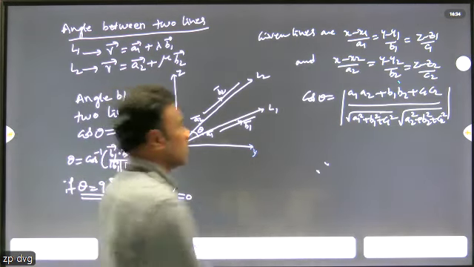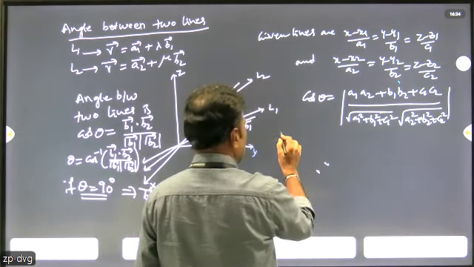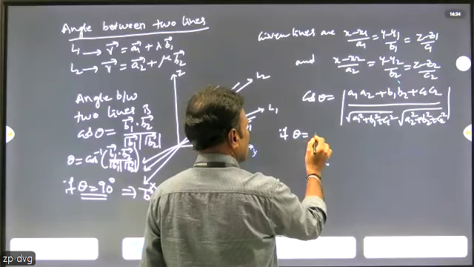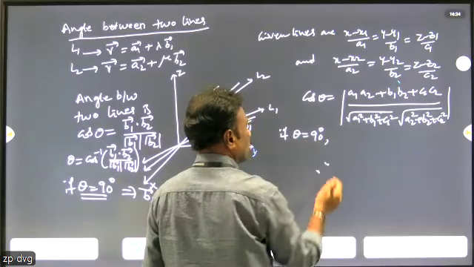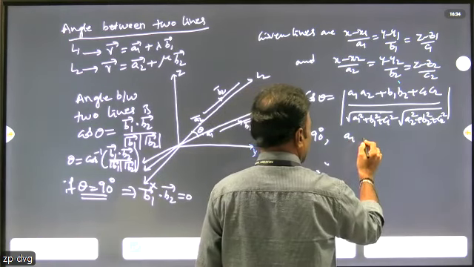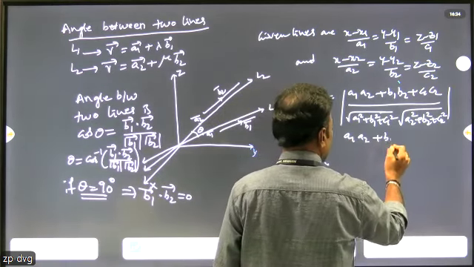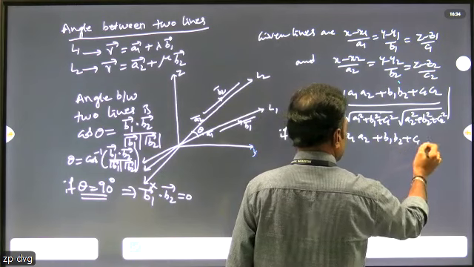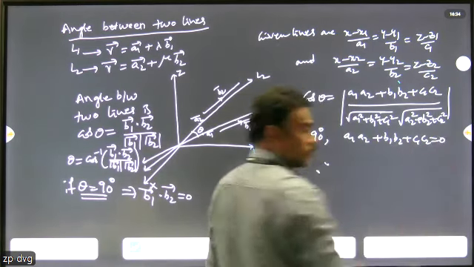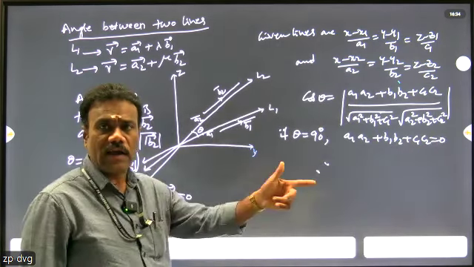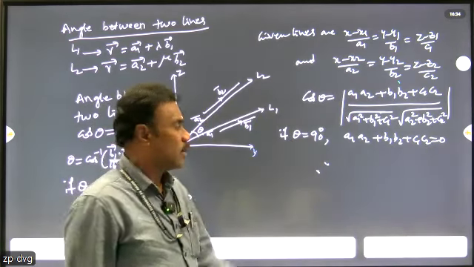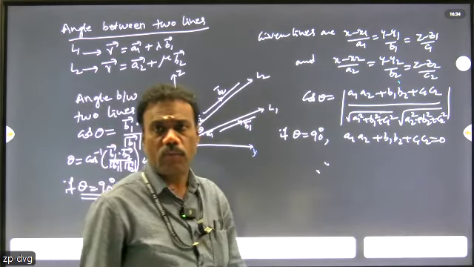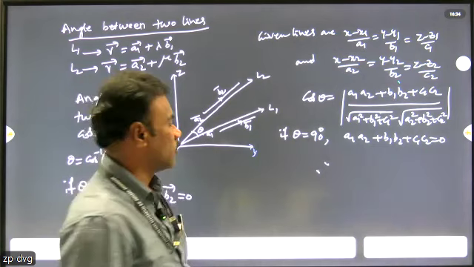Here, if theta is equal to 90 degrees, then we will get a1 a2 plus b1 b2 plus c1 c2 equal to 0. When two lines are at right angles, that means they are perpendicular to each other, then the condition is a1 a2 plus b1 b2 plus c1 c2 equal to 0.